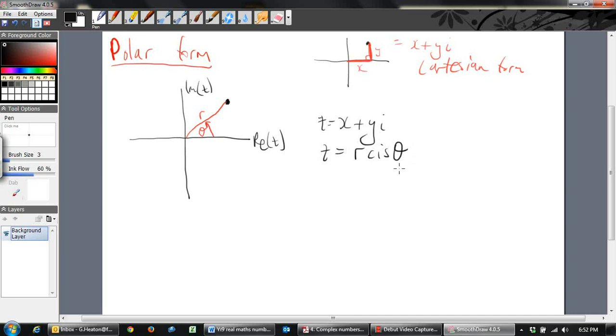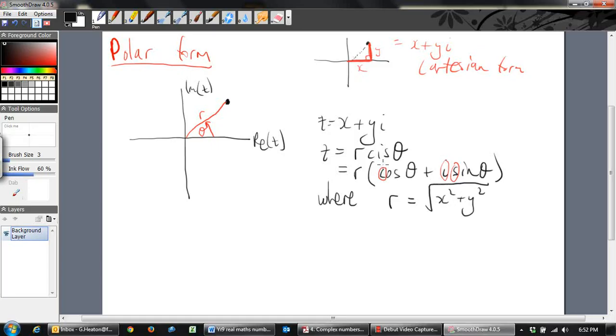Again, I'll explain this in class. I'll just write what this means. Cis theta is just short for cos theta plus i sine theta, and I'll explain that a bit later, but basically that's where r cis theta comes from. So we say r cis theta as a sort of shortcut, and let's just define what these are. r is the radius, and so if you look at x plus yi, how far is that radius there? Well, it's the square root of x squared plus y squared.